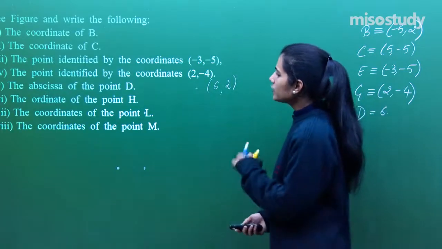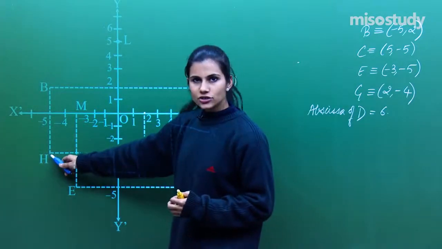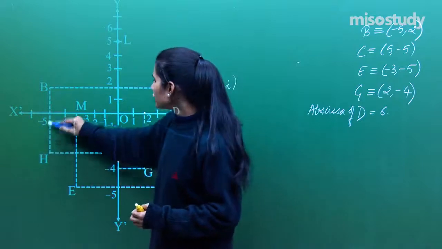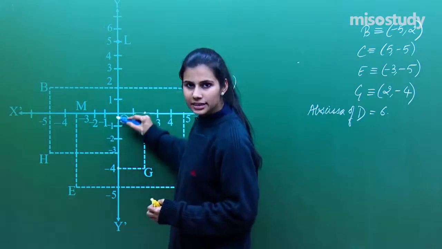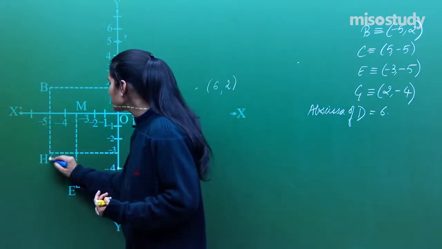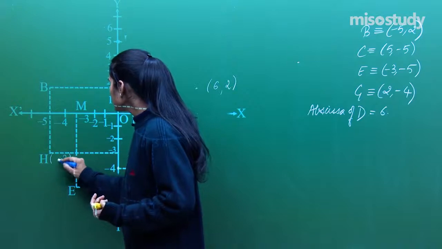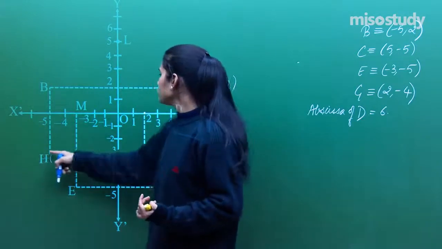Next you have the ordinate of point H. Ordinate of point H, this is H. Again you can see the distance of H from the x-axis is the same as this much, which is -3, basically 3 units along the negative y-axis. So the distance of the point from the x-axis gives you the y coordinate, and the distance of the point from the y-axis gives you the x coordinate.